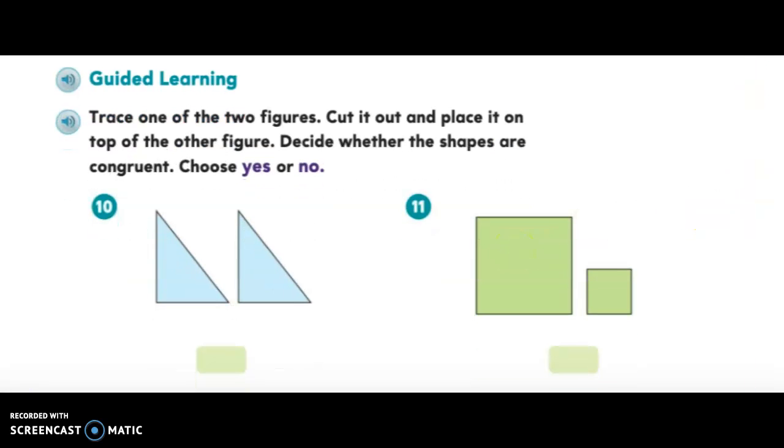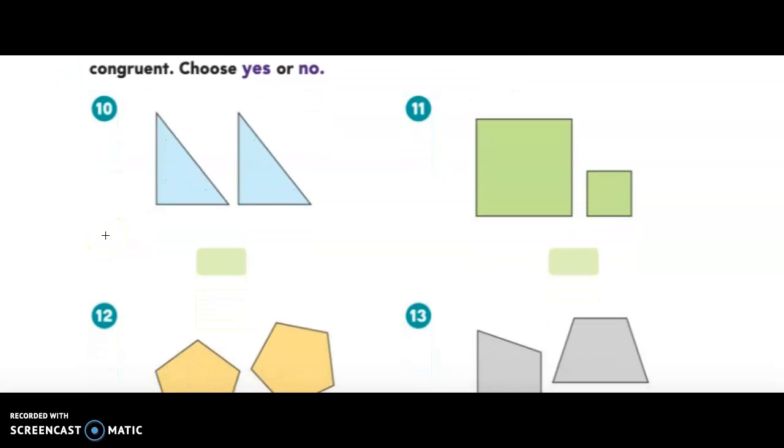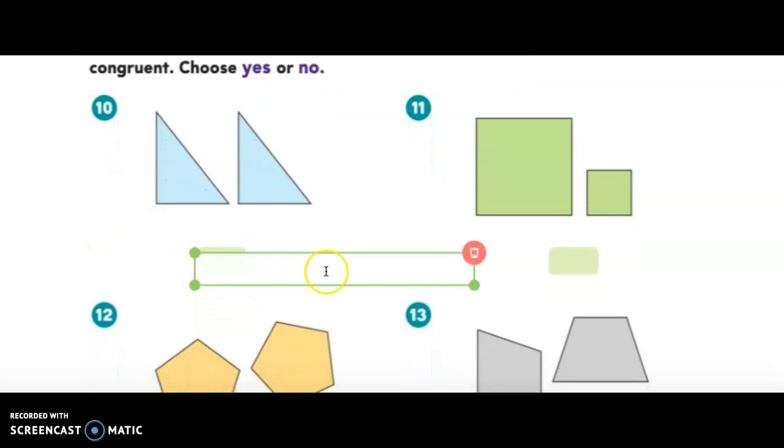All right, so now a lot of these are going to say trace and cut them out, which isn't really an option for us right now. So we're going to do our best to just eye them and look closely in order to figure it out. So for number 10, they want us to decide whether these shapes are congruent. So we need to keep in mind, are these the same shape and are they the same size? We should be able to look closely and be able to tell.